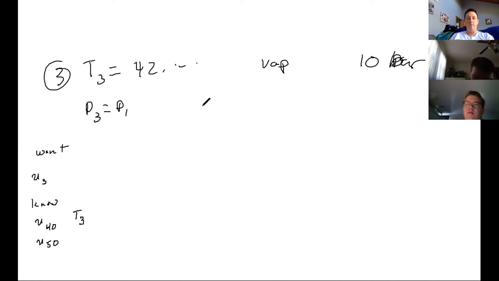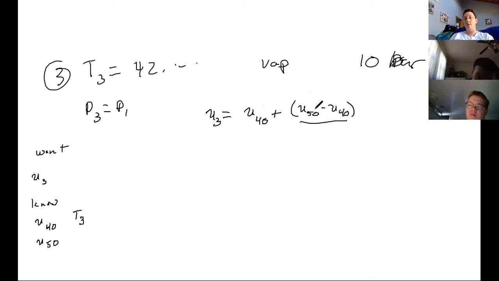Then I want to say U at state 3 is going to be U at 40 degrees plus the slope, U50 minus U40, divided by 50 minus 40 degrees since I'm interpolating using temperature, and then I'm going to use the temperature at state 3 minus the temperature at 40 degrees, which is just 40 degrees.